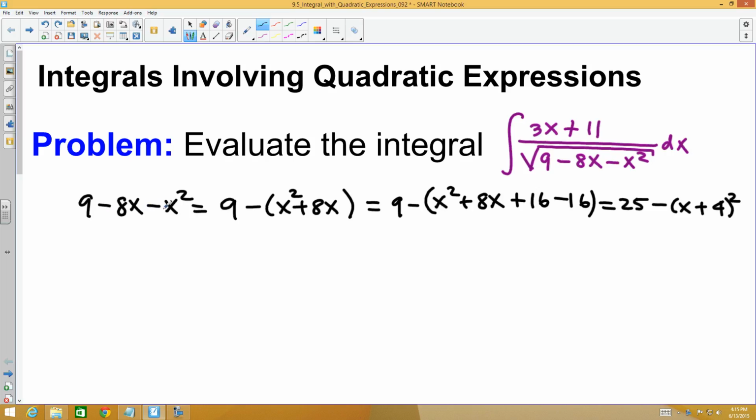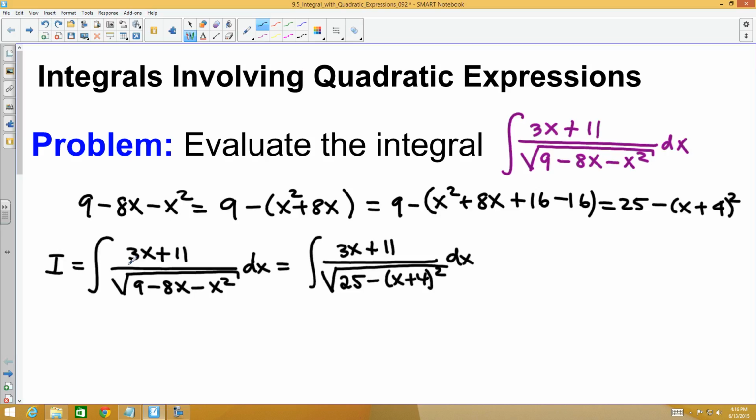So we have 9 minus 8x minus x squared is 9 minus x squared plus 8x. So now we need to complete the square here. To do so, we take half of 8 and square, add and subtract. So that's what we did here. Half of 8 is 4, square is 16. Now if you distribute minus to this part here and minus to that part, what we get is 9 plus 16, because minus times minus is plus, so we get 25, and minus x squared plus 8x plus 16, which is just x plus 4 squared.